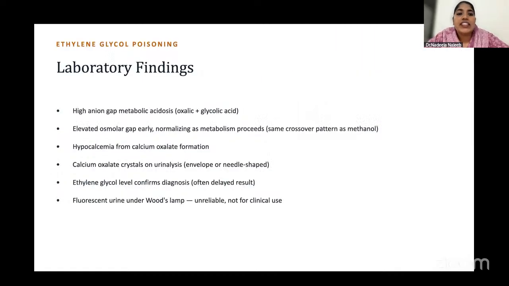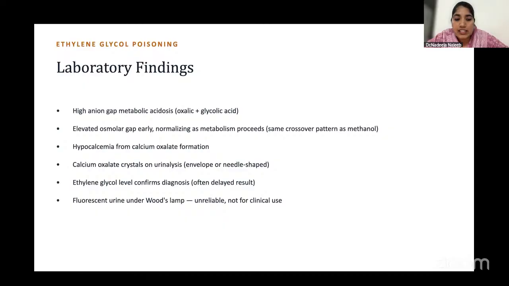The laboratory findings in ethylene glycol poisoning are high anion gap metabolic acidosis due to oxalic and glycolic acid, and elevated osmolar gap early, as we discussed earlier in methanol poisoning. As ethylene glycol is an osmotically active component, it increases the osmolar gap, but once it starts converting into glycolic acid and oxalic acid, the osmolar gap comes down and the anion gap goes up. The same crossover pattern appears here also.